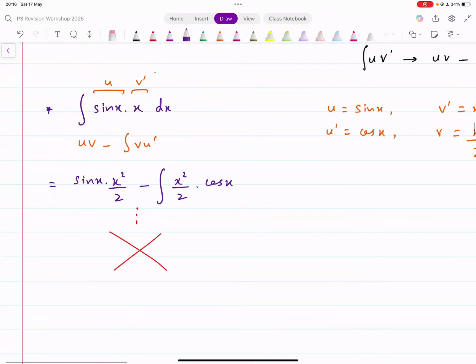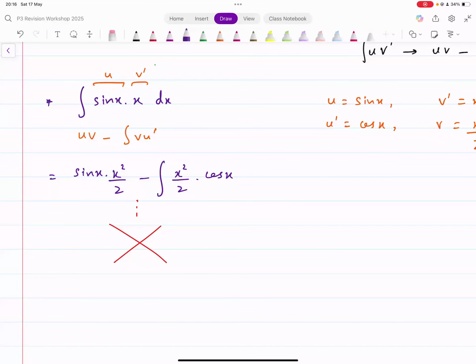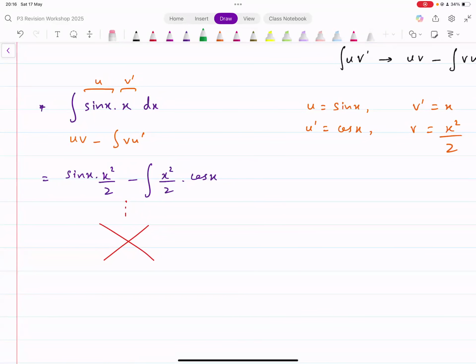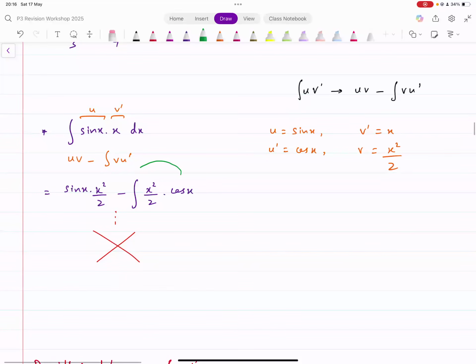Now, the choice of u and v dash is important here. You can't just randomly take one of them as u and the other v dash, because sometimes otherwise you would not be able to find the integral. For example, in this case, if you take sine x as u and x as v dash, then you end up getting stuck, because when you apply the integration by parts formula once, in the second step, you end up getting a product again. Getting a product again is not an issue, but this product that you're getting is actually more complicated than what you started from.